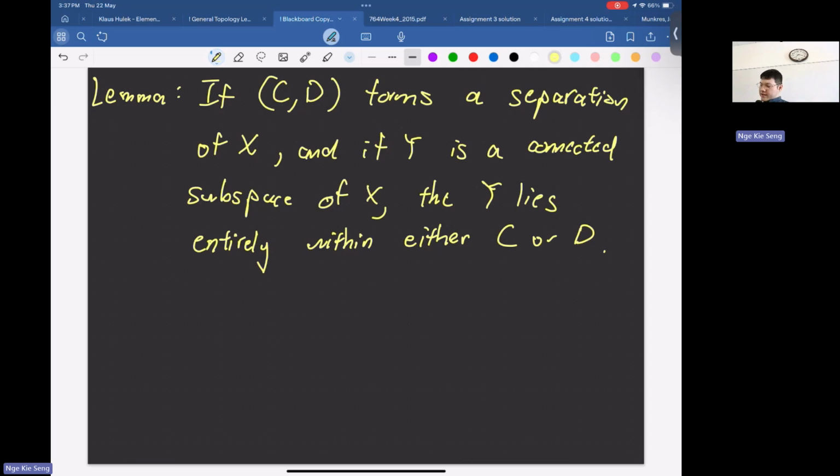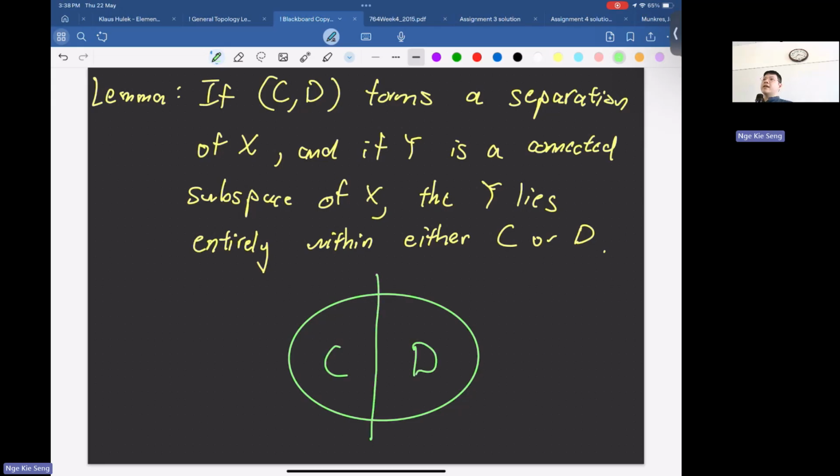Can you imagine what this says? If you've got an X, and then you've got a separation C and D, if your Y is connected, it cannot stay half here, half there. It must live either on the left or the right. Why? Because the separation is supposed to have empty intersection, so nothing should live in the intersection if this set is connected. So Y should live either in C or in D.